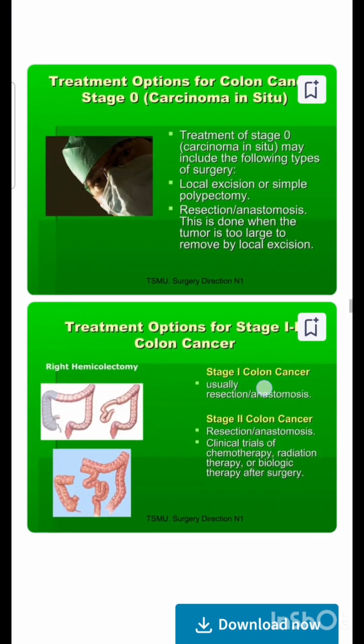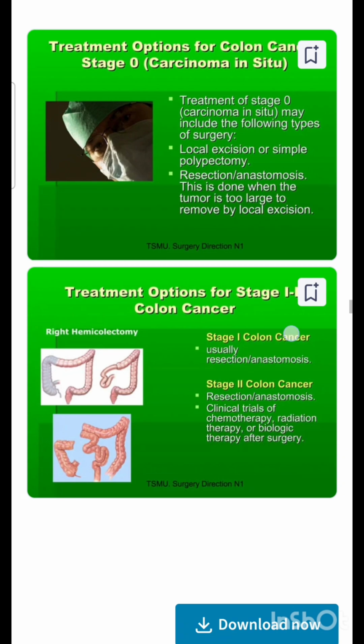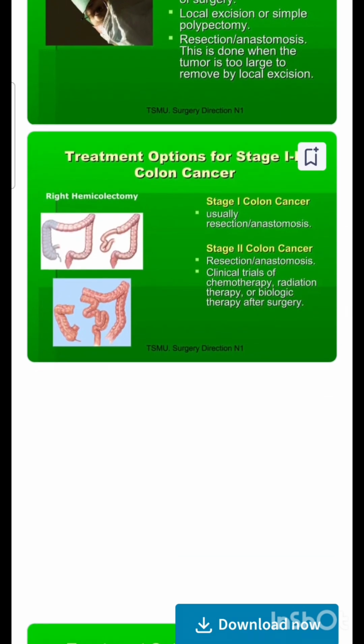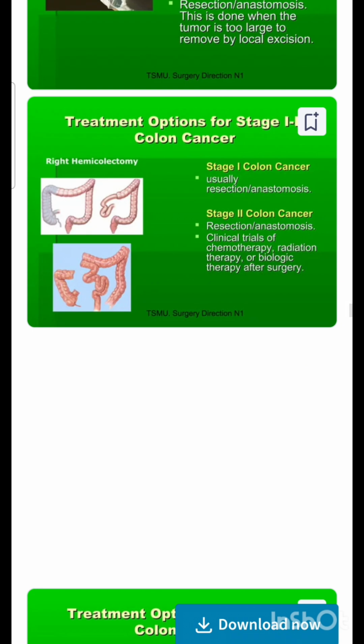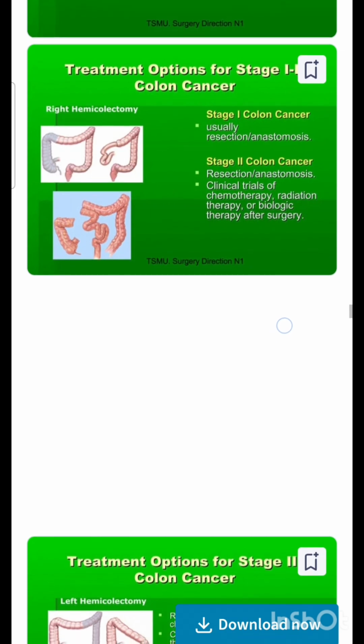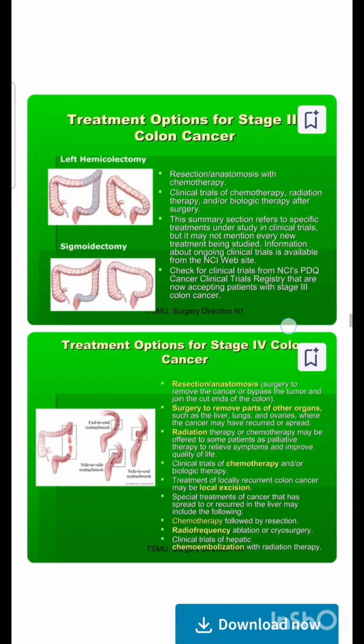So treatment options for colon cancer stage 0 may include the following types of surgery: local excision or simple polypectomy, resection or anastomosis. This is done when the tumor is too large to remove by local excision. In treatment of stage 1 to 2, stage 1 is usually resection or anastomosis, and stage 2 is resection or anastomosis. Clinical trials of chemotherapy, radiation therapy, or biologic therapy after surgery can be done.